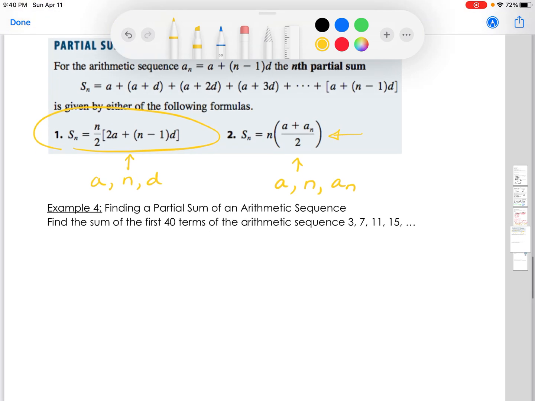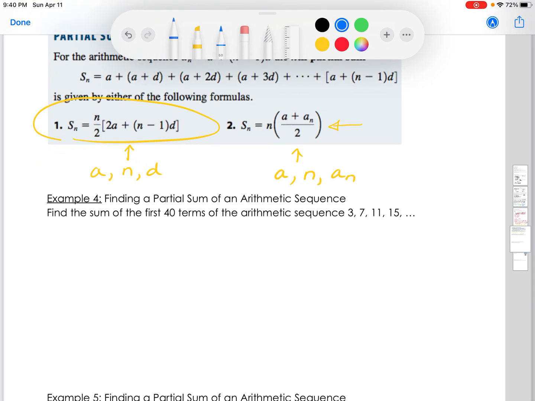So in part 4, we are asked to find the sum of the first 40 terms. So that means n is 40. And we have our first term here. We don't have the 40th term, but what we do know is a common difference. So if I look at this, I'm adding 4 each time. So d equals 4. So that means we're going to use this first formula because that's the information that we're given.